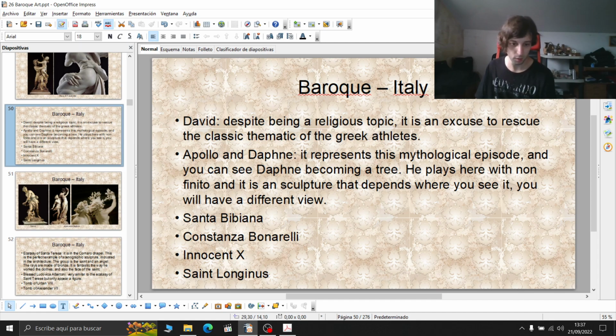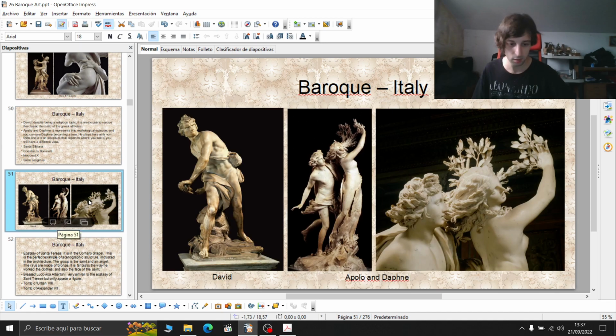He plays here with non finito, and it is a sculpture that depends on where you see it. You will have a different view. Santa Viviana, Costanza Bonarelli, Innocent X, Saint Longinus, these are portraits. Here David, and Apollo and Daphne, this is also impressive.